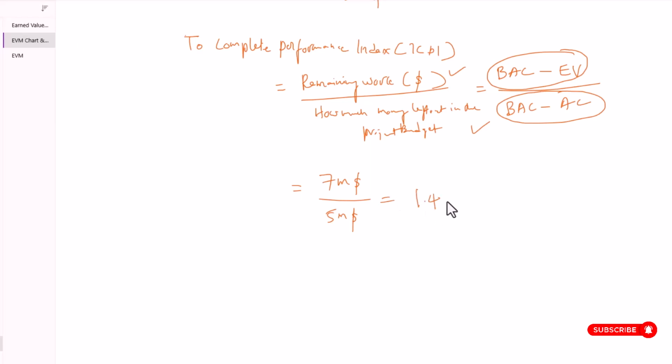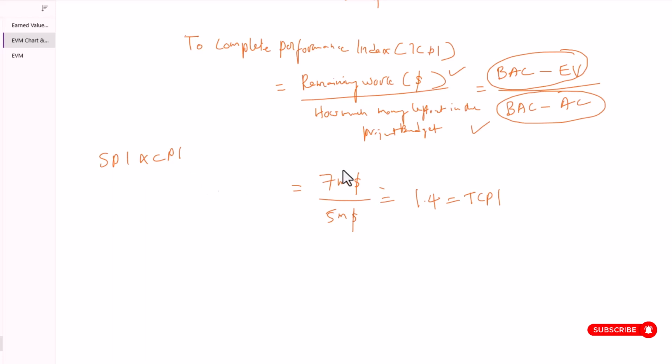The TCPI value in this case is 1.4. This is not a good sign. If you take the other indexes like SPI and CPI values, greater than 1 is a good indication, right? We know that if the SPI value or CPI value is greater than 1, then it's a good sign. However, when it comes to TCPI, it's an exception. If you're getting a value greater than 1, then it's not a good sign.